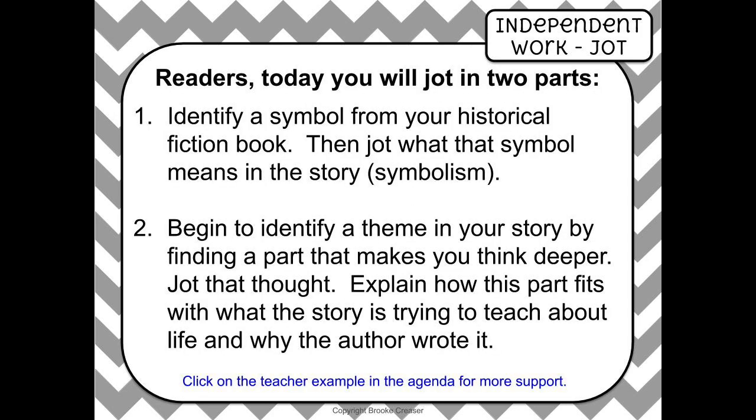Readers, today you will jot in two parts. After reading your historical fiction book for 20 plus minutes, I want you to sit down and identify a symbol from your historical fiction book and jot what that symbol means in the story. And then the second one, I want you to begin to identify a theme in your story by finding a part that makes you think deeper. Jot that thought. Explain how this part fits with what the whole story is trying to teach about life and why the author wrote it. Hey readers, it's your turn to get to work.